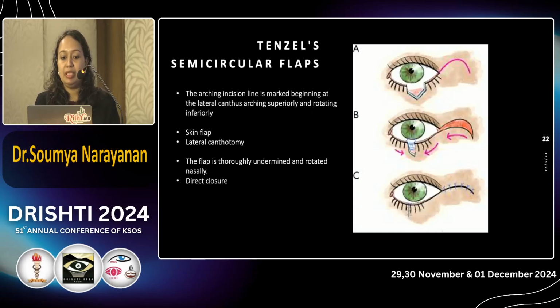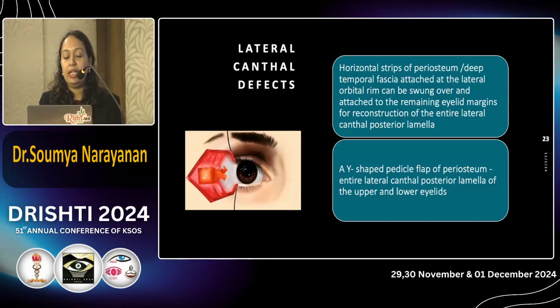Tenzel's semicircular flap also helps for direct closure with medial mobilization of the lid. For the lower lid we mark an arching incision line beginning at the lateral canthus, going upward and coming inferiorly, and the skin flap is dissected thoroughly and undermined. A lateral canthotomy is done, and the lid has displaced nicely for direct closure. Lateral canthal defects can be corrected using horizontal strips of periosteum or deep temporal fascia attached to the lateral orbital rim and to the remaining eyelid margin.